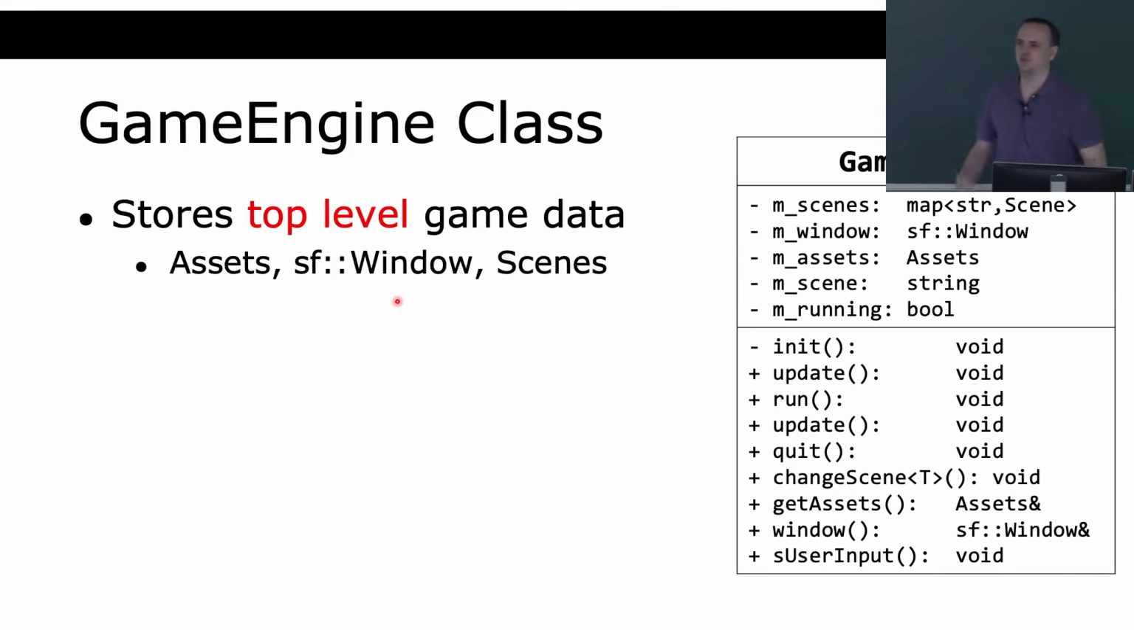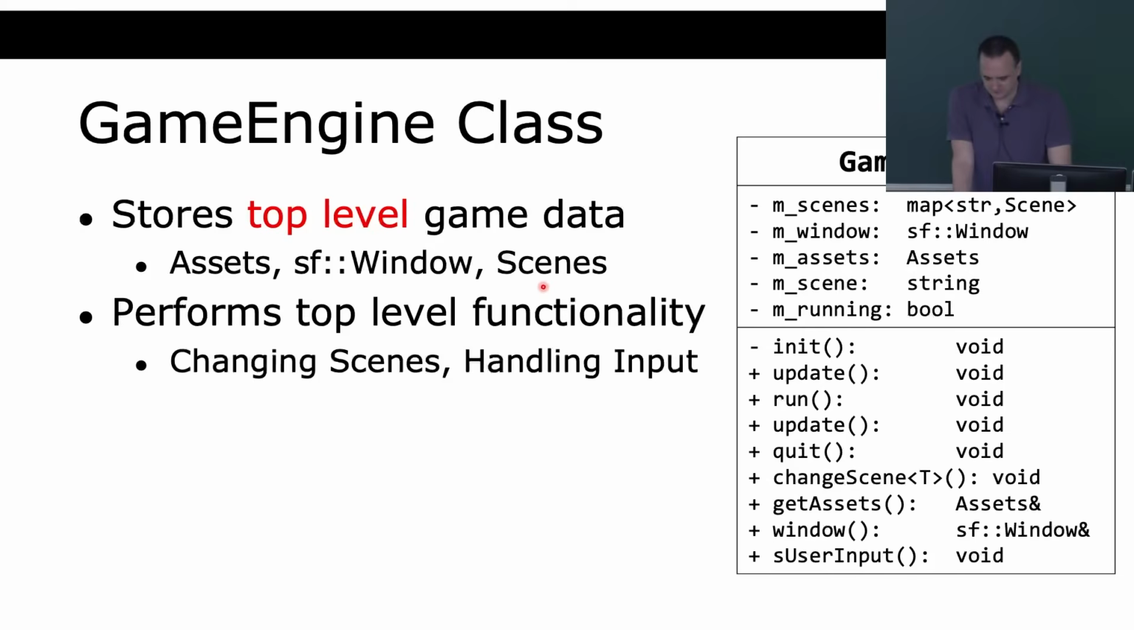Now, I guess you could envision a game in which you have multiple different windows open, and maybe you interact with different windows somehow. That could happen. But for our games in this class, we're just going to have a single window, and all of our different scenes are going to be drawn to that window. And also, it's going to manage the different scenes. It's going to perform that sort of high-level functionality, for example, of the changing of scenes.